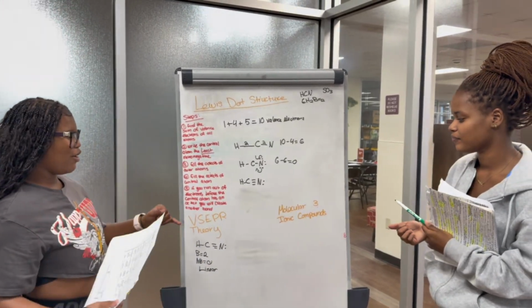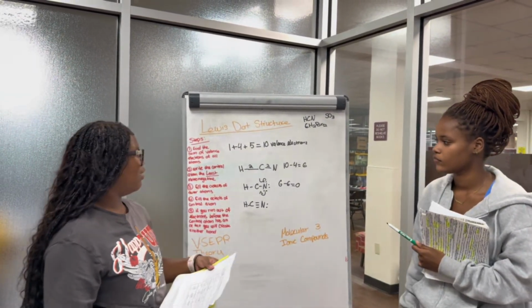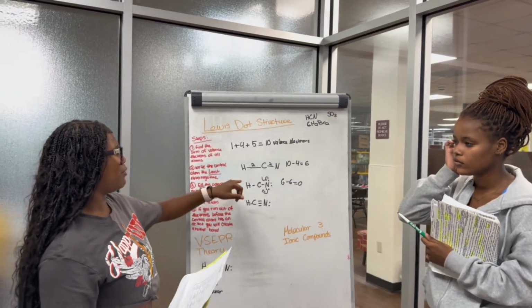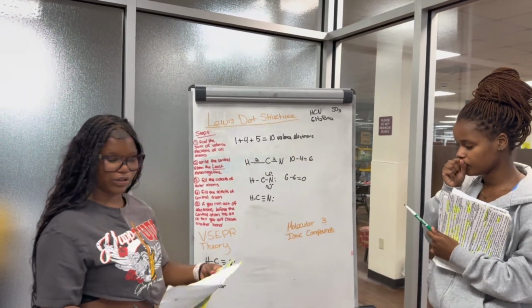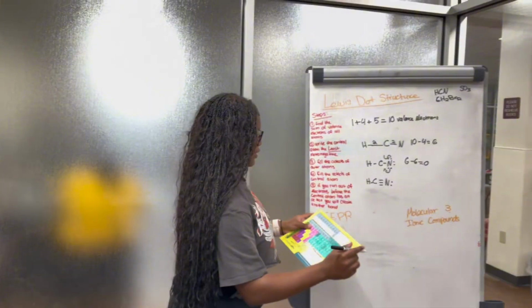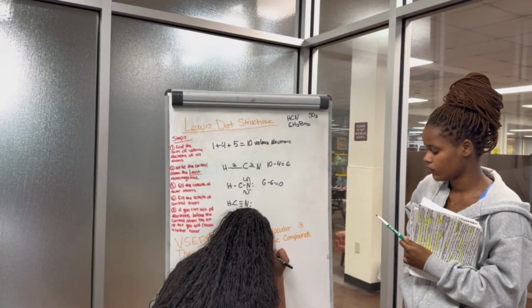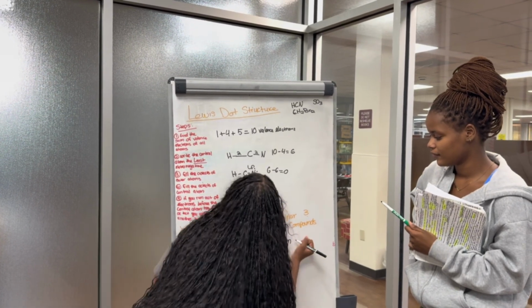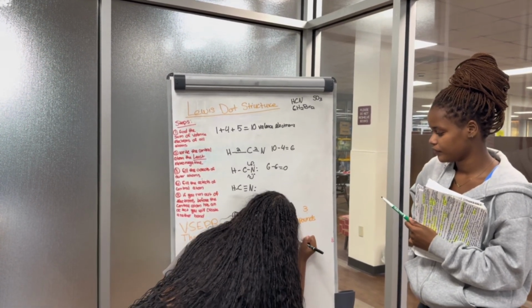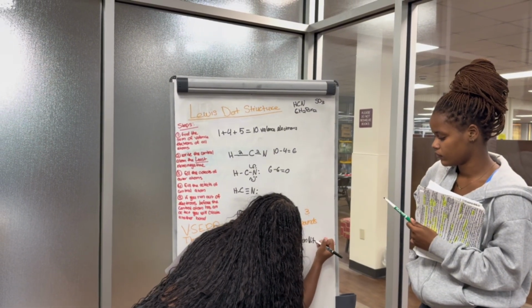Okay, so for the molecular and ionic compounds, our example doesn't have any numbers next to it, so we would just write it as hydrogen, carbon, nitrogen. Oh, that's so ugly.